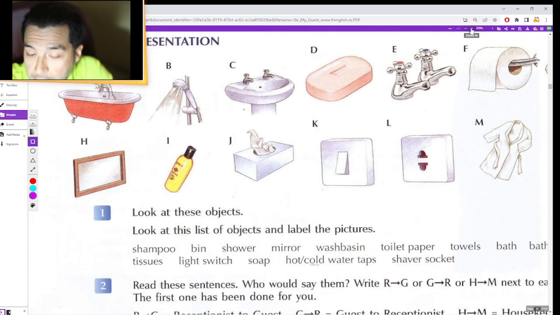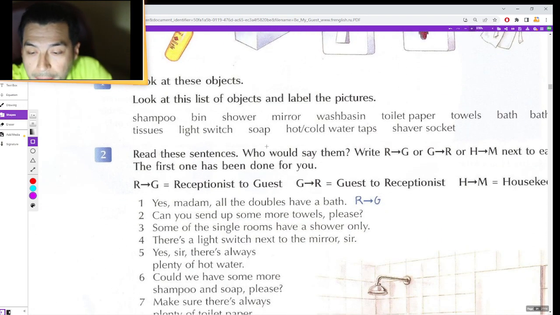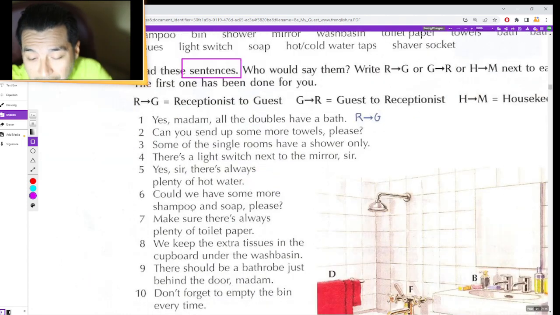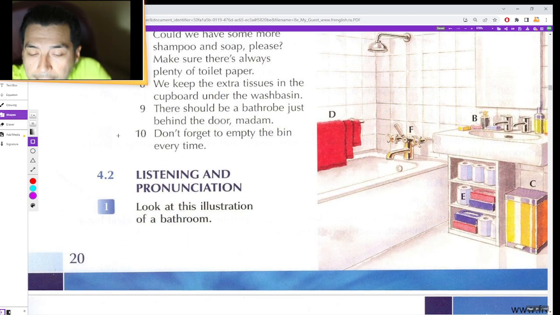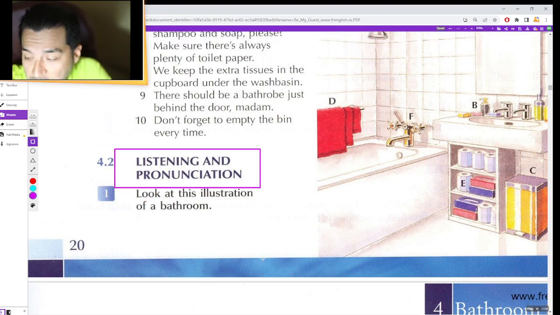To start, next, we're gonna do an exercise with sentences, complete sentences. We have 10 different sentences. And to finish, we're gonna do a listening and pronunciation exercise.